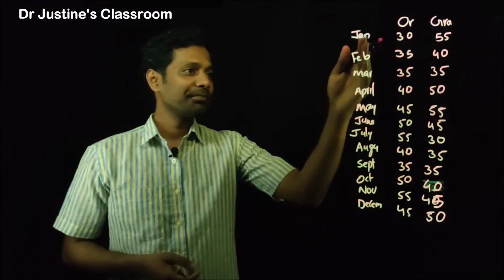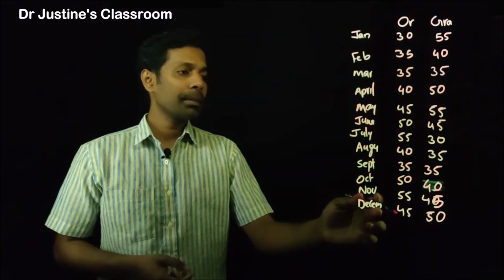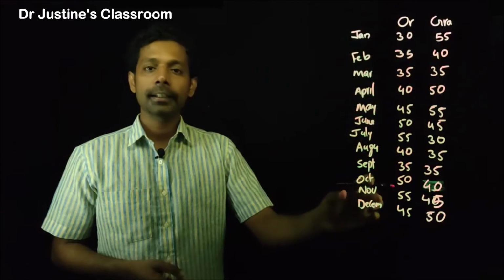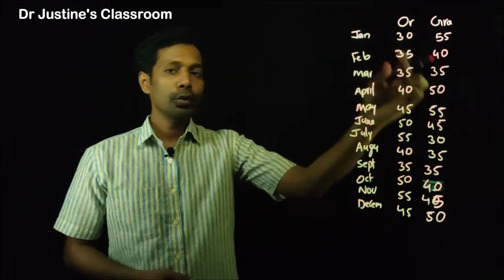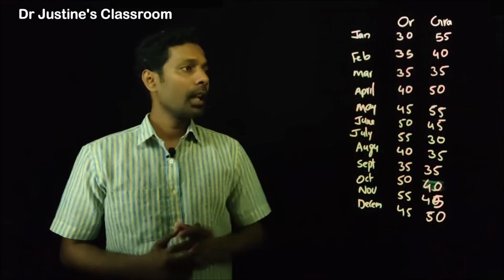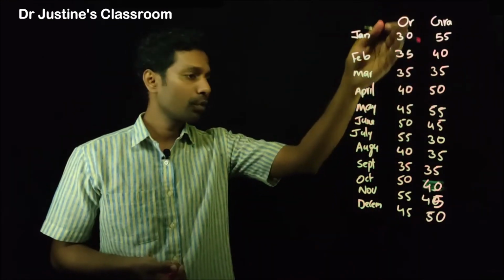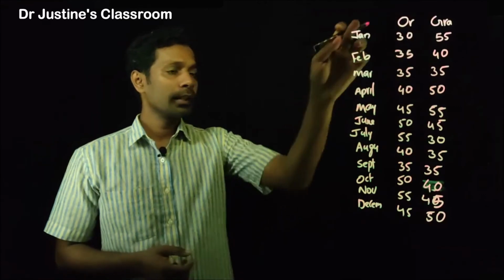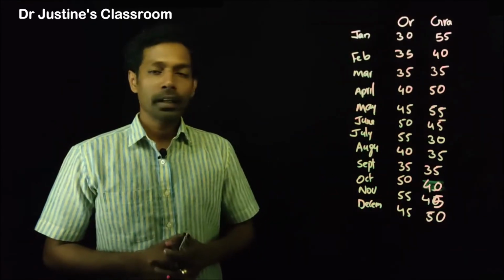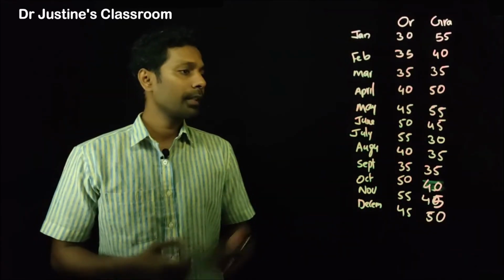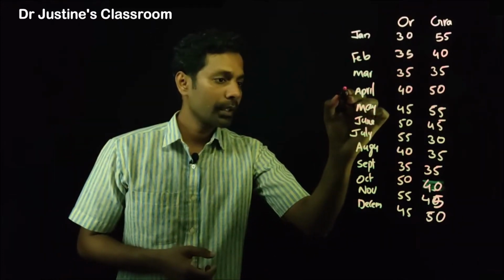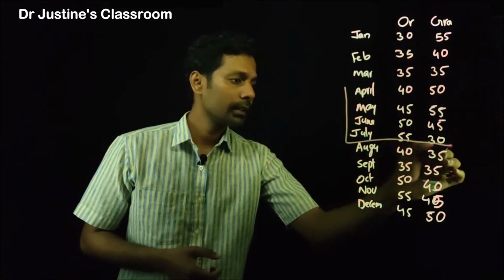So I have January to December, a year, consider that as my population, and I have two products here, orange and grapes, and the imaginary prices of these two fruits are written here. So this is my population, and I am going to take a sample from this. Let us say I am going to take a sample like this.